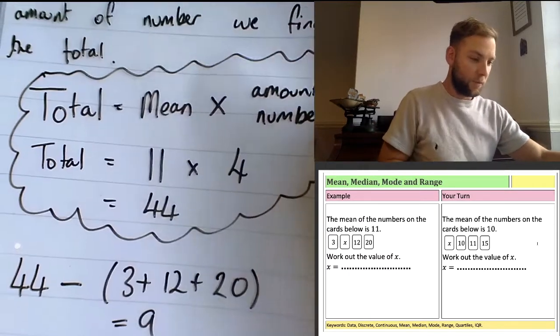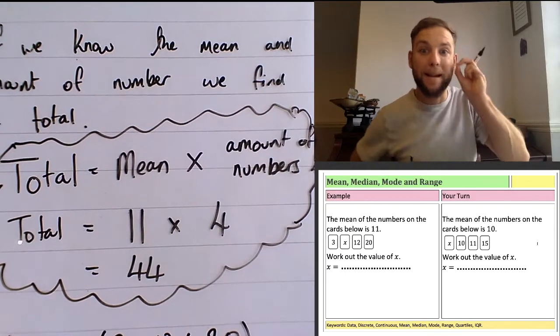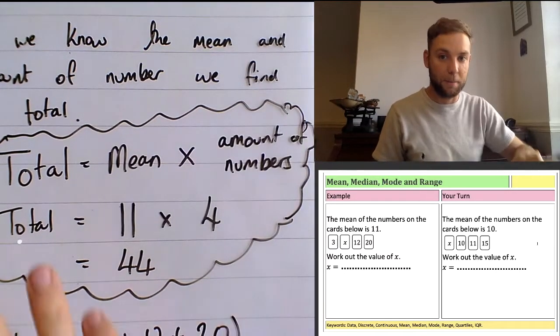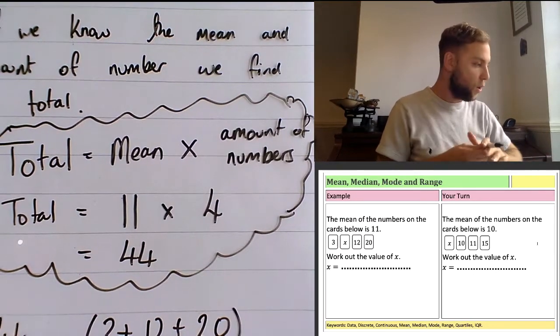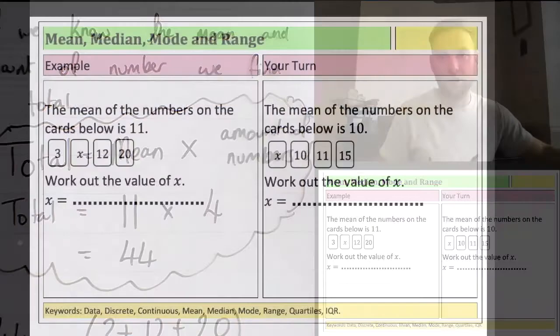Brilliant. So remember, this is the key part here. If you're working backwards to find out a missing value, you've got to work out the total. And you do that by doing the mean times by the amount of numbers. Okay, so pause now and have a little go at that one on the right.